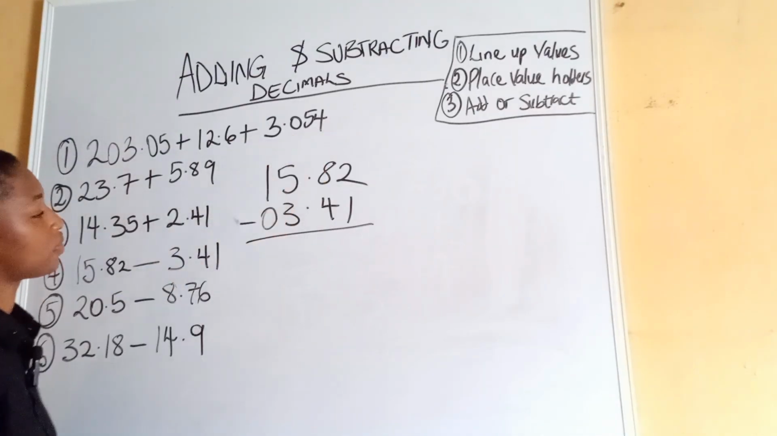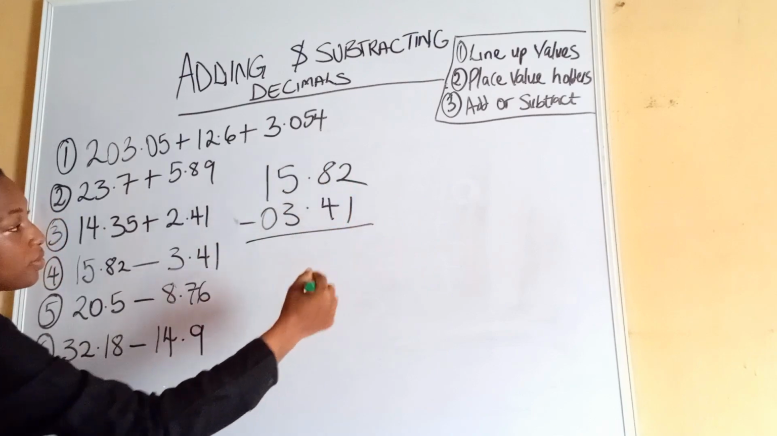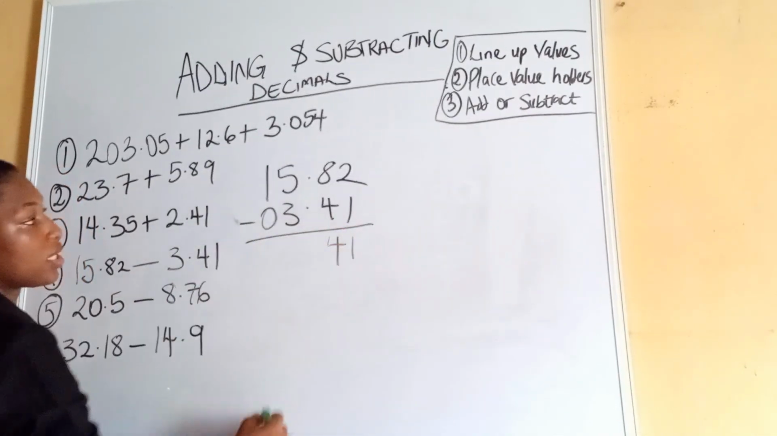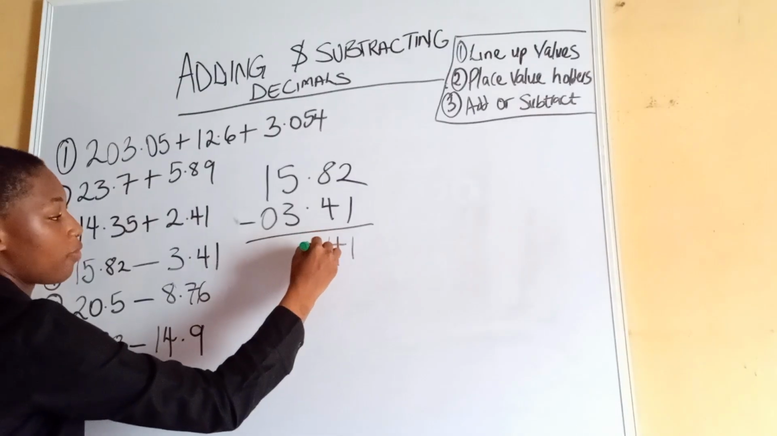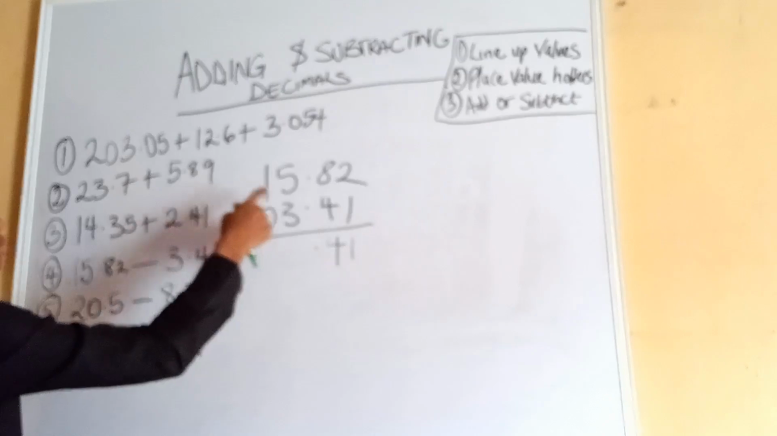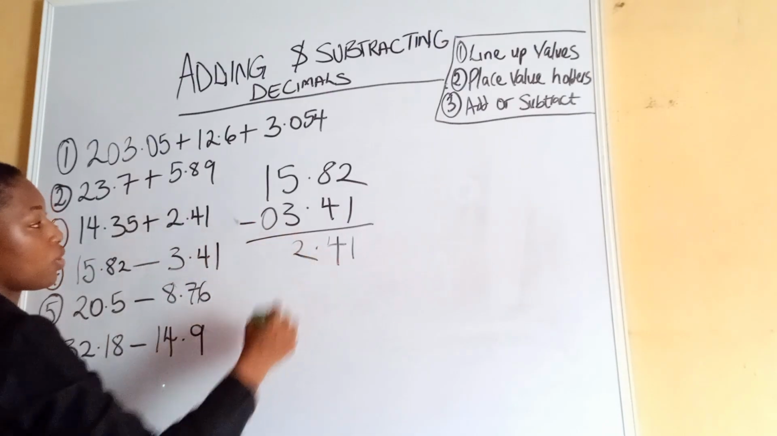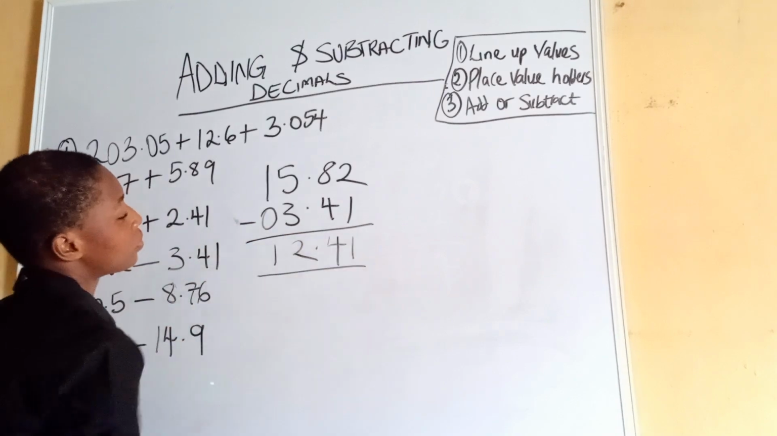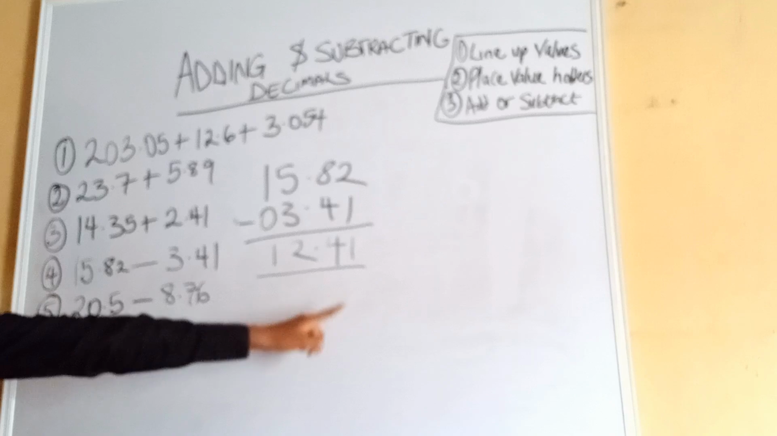Now we subtract. So 2 minus 1, that's 1. 8 minus 4, that's 4. Then you bring down your decimal. So you have the point there. And now 5 minus 3, that's 2. 1 minus 0 is still 1. So our final answer is 12.41.